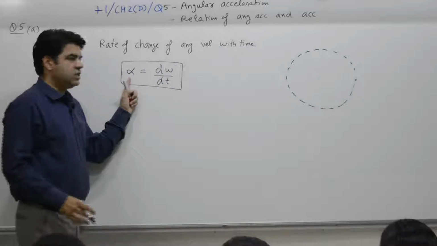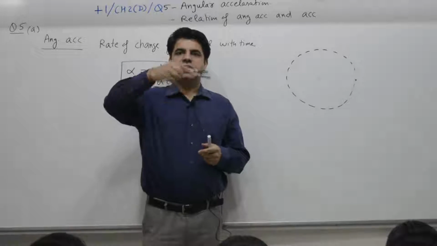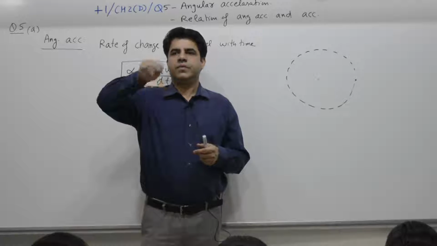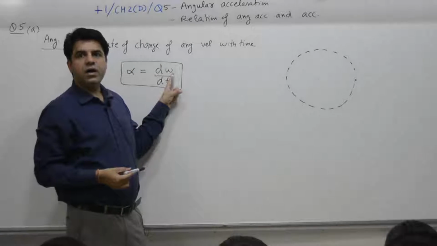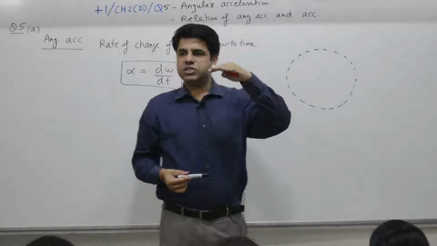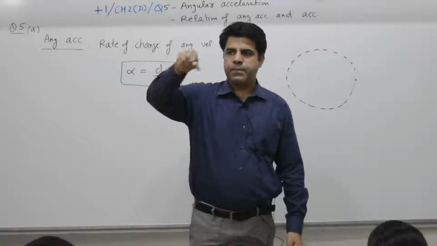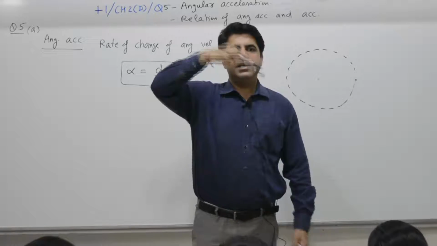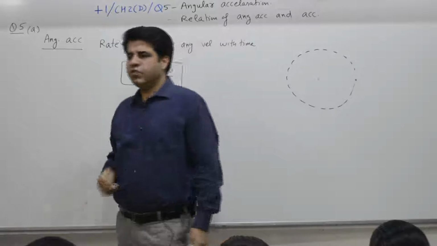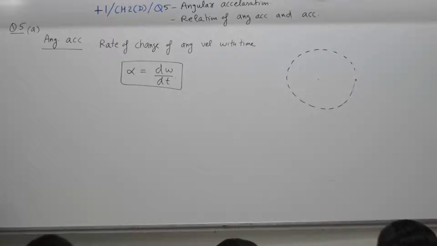But as per the definition, if omega remains constant, for example a fan at present moving with constant omega, then the rate of change of omega with time is 0. So, under steady rotational condition, angular acceleration is 0. But when you switch on, omega increases. There is a rate of change of omega when you switch on or switch off. That is the first part.